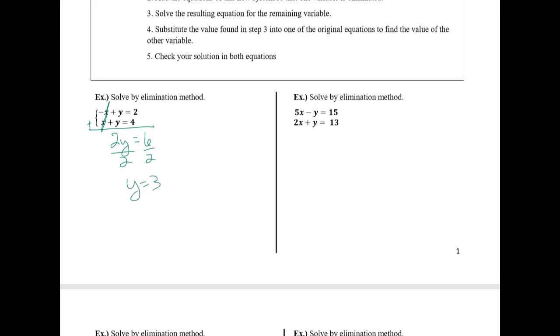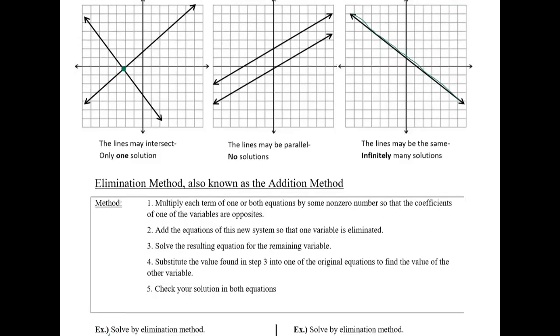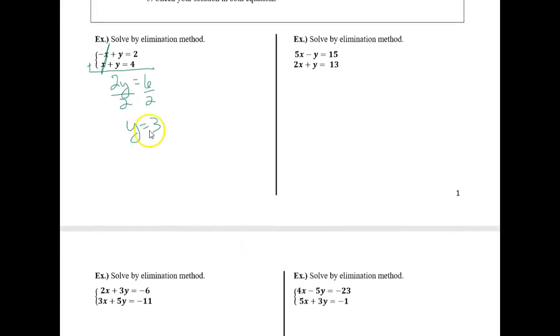Now that's only half of the solution. Remember, our solution is either going to be infinitely many points or a single point. So we have the y coordinate. We need the x coordinate. I can take this y coordinate and plug it into either one of these equations. So I'm going to choose the second one because it doesn't have any negatives. Again, you could choose to plug it into the first. I'm just choosing the second one because it seems to be easier.